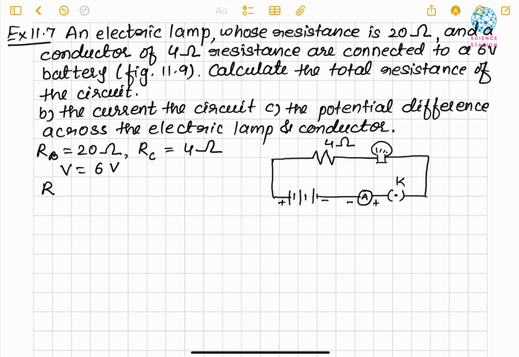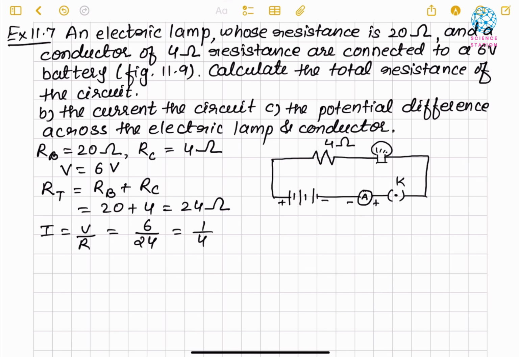So if I see they are connected in series, so RT, that is total resistance, will be RB plus RC. So that will be 20 plus 4, so that will be 24 ohm. Now I equal to V upon R. So V is 6 upon 24. So that is 1 by 4. So that will be 0.25 ampere.